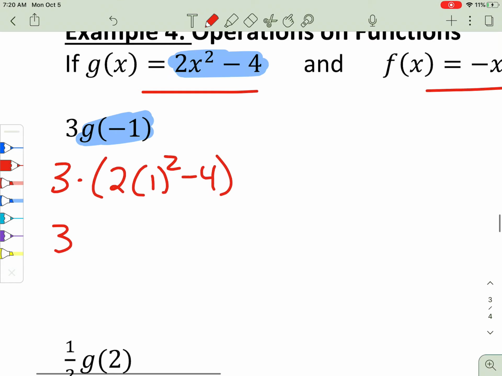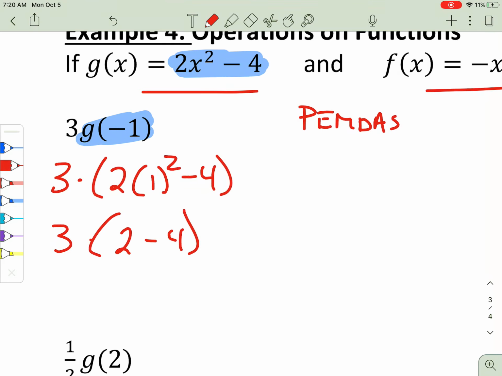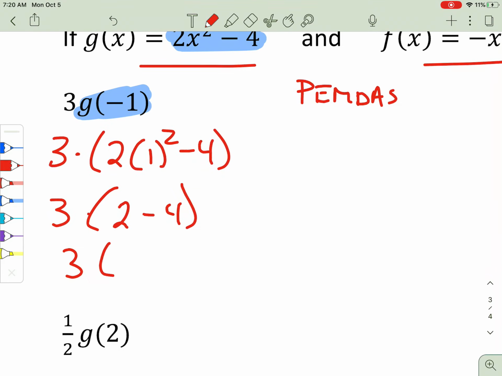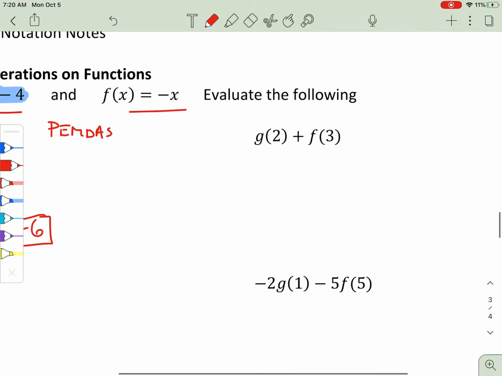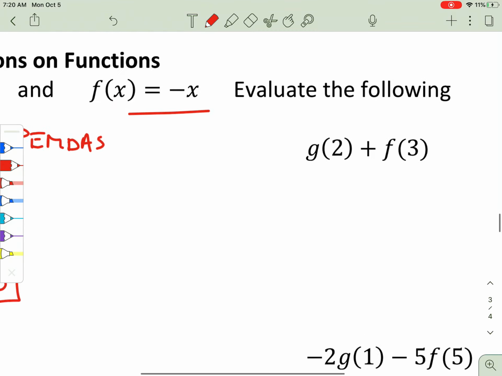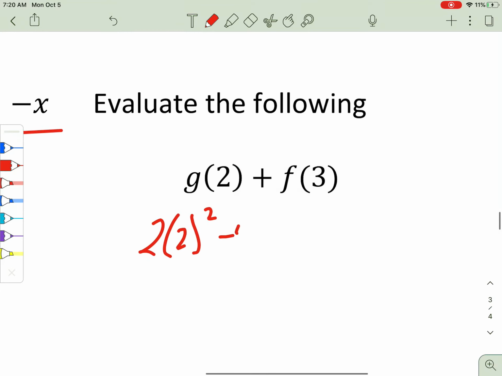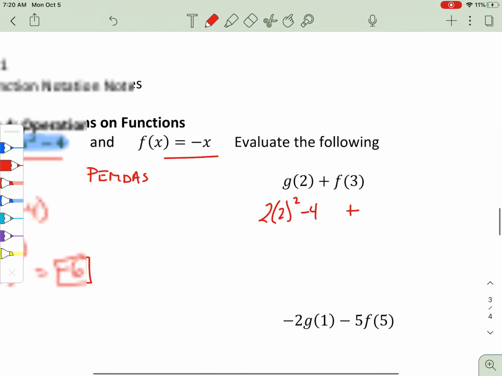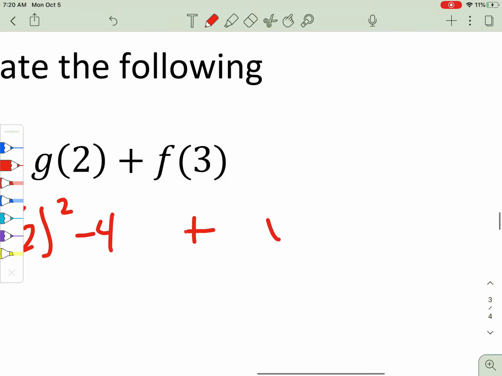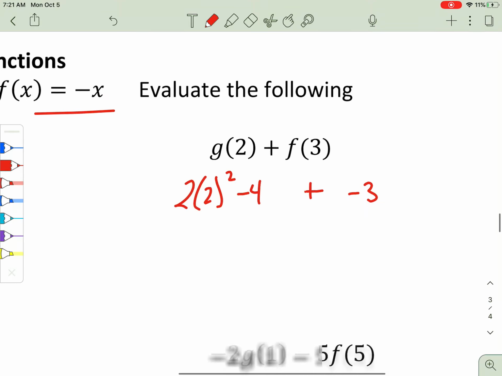Okay, so this is 3 times 1 squared using PEMDAS, by the way. Parentheses first. 1 squared is 1. 1 times 2 is 2. Okay, and minus 4. So this is 3 times negative 2, which is negative 6. Okay, so g of 2 plus f of 3. So 2 times 2 squared minus 4 plus f of 3 is negative x, so this would be negative 3.